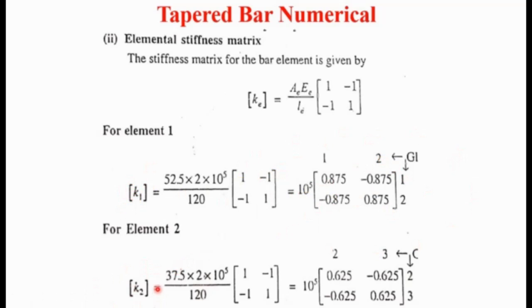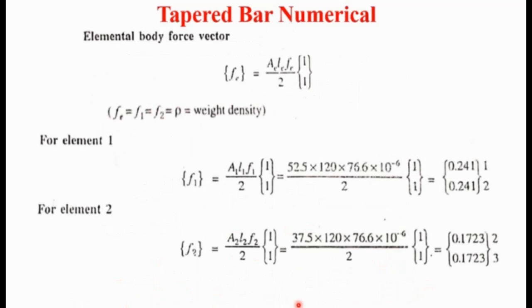Similarly, the stiffness matrix for the second element, K2, is equal to A2, that is 37.5, into E2, that is 2 into 10 raised to 5, divided by L2, 120, into the matrix 1 minus 1, minus 1, 1. Therefore by simplifying this again we will get 10 raised to 5 into 0.625, minus 0.625, minus 0.625 and 0.625. So we will get this matrix for the second element, the elemental stiffness matrix.